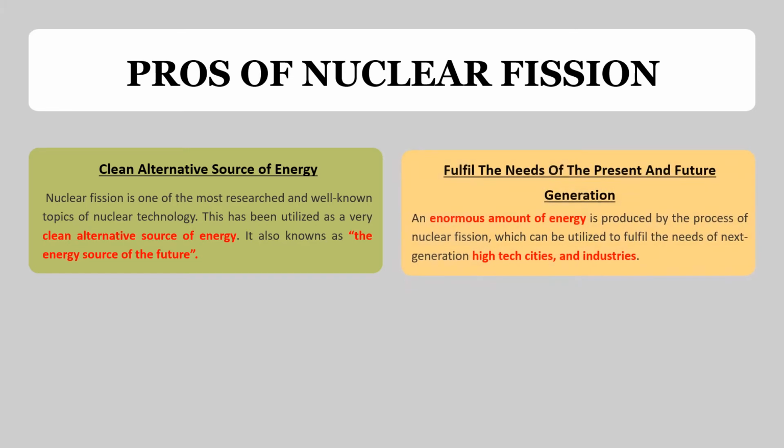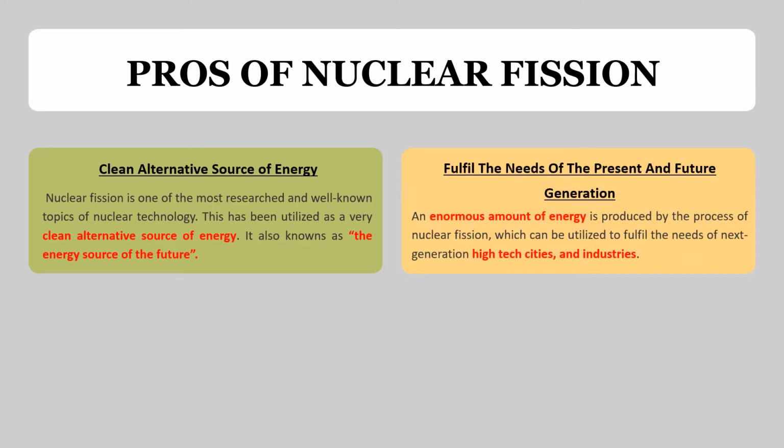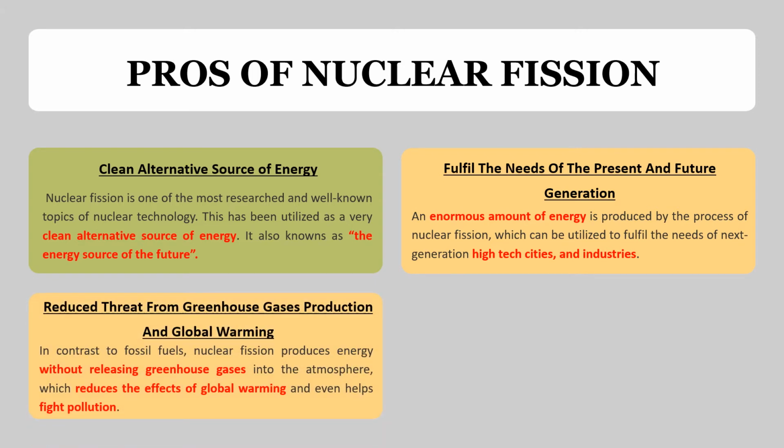The second one is to fulfill the needs of the present and future generations. We know that an enormous amount of energy is produced by the process of nuclear fission, which can be utilized to fulfill the needs of next generation high-tech cities and industries. The third one is to reduce the threat from greenhouse gas production and global warming. In contrast to fossil fuels, nuclear fission produces energy without releasing greenhouse gases into the atmosphere, which reduces the effects of global warming and even helps fight pollution.